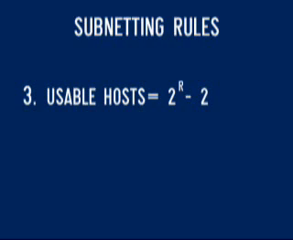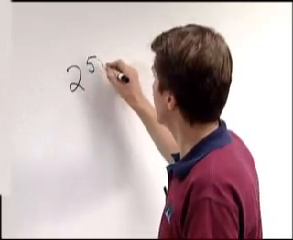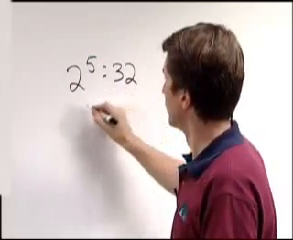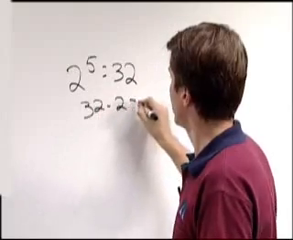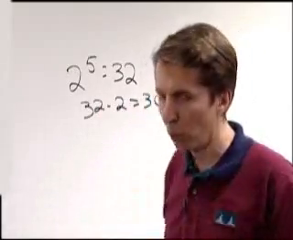The third rule of subnetting tells us that 2 to the power of the number of bits remaining minus 2 gives us the number of usable hosts per subnet. We can't use the first IP address in the range since that's the network or wire address for the subnet. And we can't use the last IP address in the range since that's the broadcast address for the subnet. When we apply the third rule of subnetting, 2 to the power of 5 equals 32. 32 minus 2 equals 30. So we end up with 30 usable hosts per subnet.